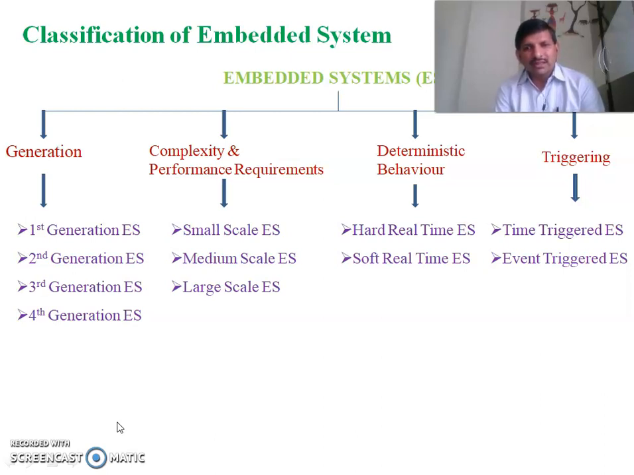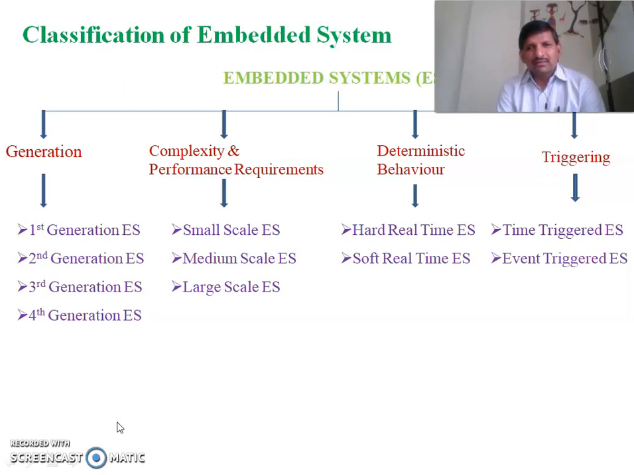Next, large scale embedded systems. Here these are very complex applications like a nuclear plant. Even if a small leakage occurs, it's very difficult to design. So in this case, we are using hardware like multi-core processors, programmable system on chips, 64-bit microprocessors and controllers, field programmable gate arrays, ASICs, and digital signal processors. And it contains embedded operating systems. Examples are nuclear plants.